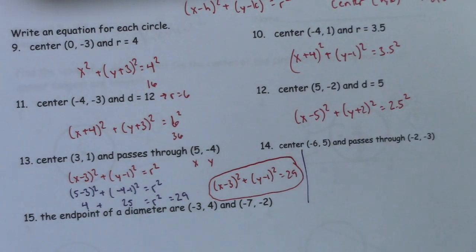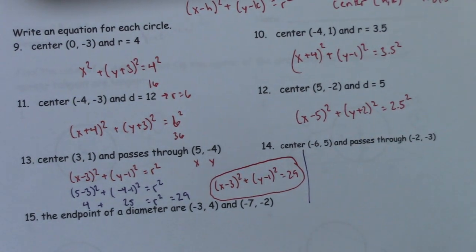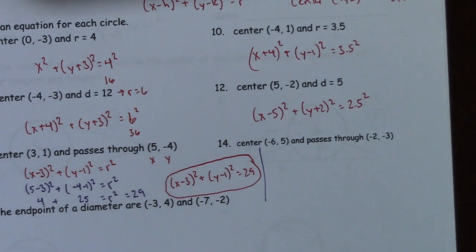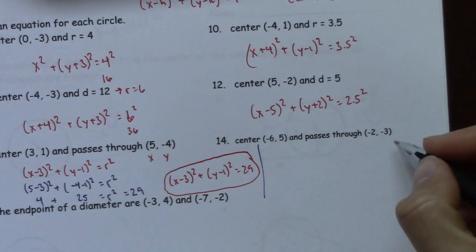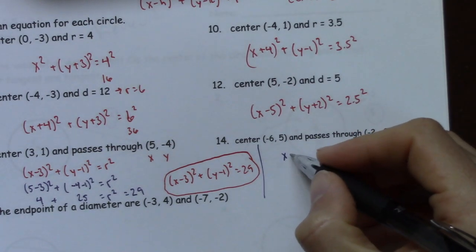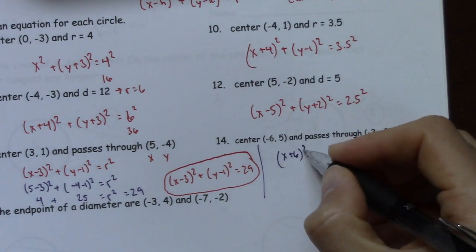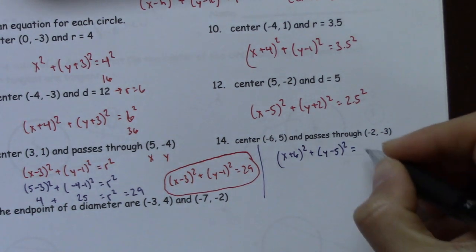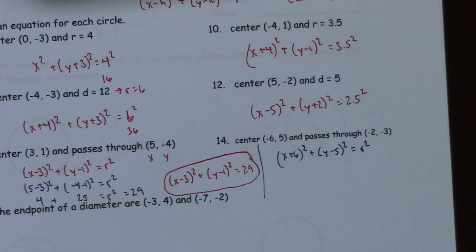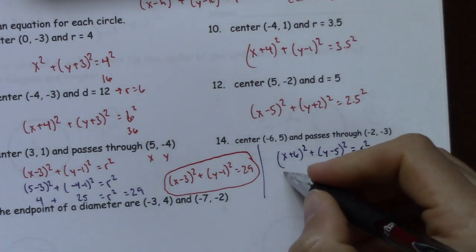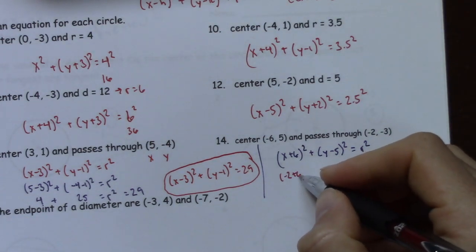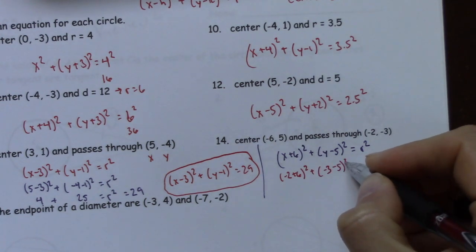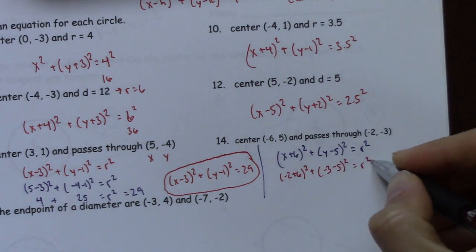And that's totally okay. If you needed that for help, go ahead and try 14 on your own. It's the same idea. Otherwise, I'm going to jump straight in, and I'm going to start here. I've got (x + 6)², (y − 5)², that is equal to r². I need to take my negative 2 and negative 3, plug them in. (−2 + 6)² + (−3 − 5)² is equal to r².